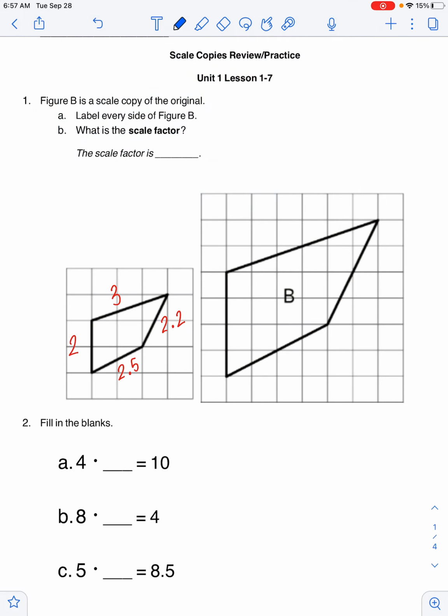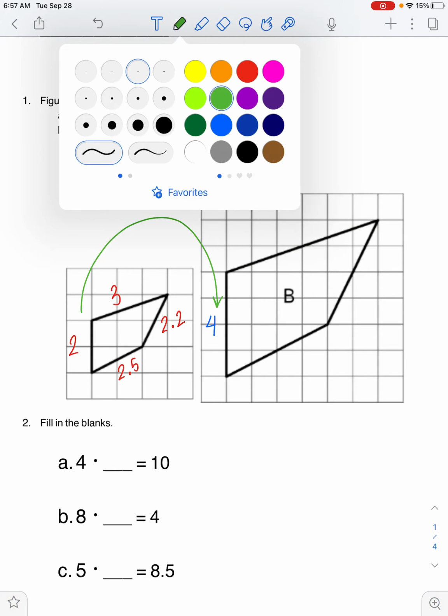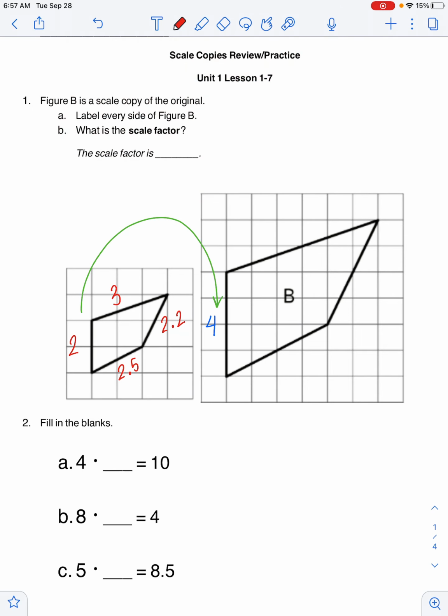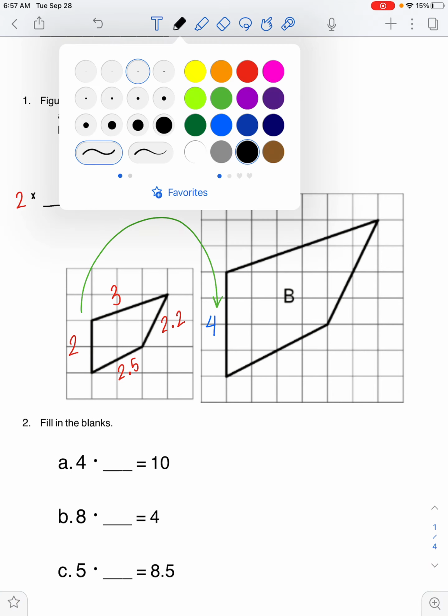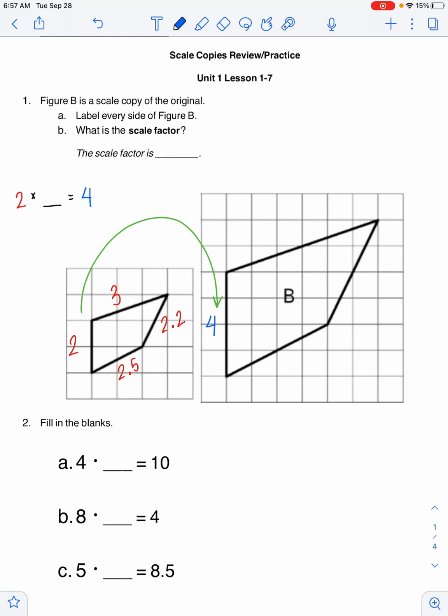But you might also notice that the height of B here is 4 units because we can count the boxes. 1, 2, 3, 4. So, because we know the relationship between one set of corresponding sides, 2 to 4, we can figure out the relationship between the other sides. Let's write it out. 2 times some number gives us 4. So of course, 4 divided by 2 is 2.